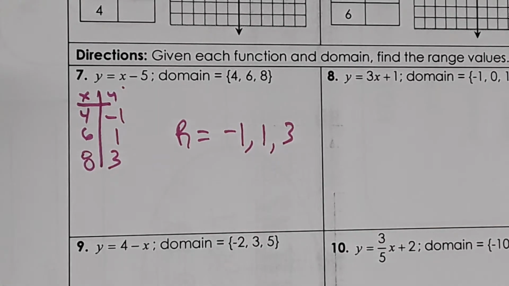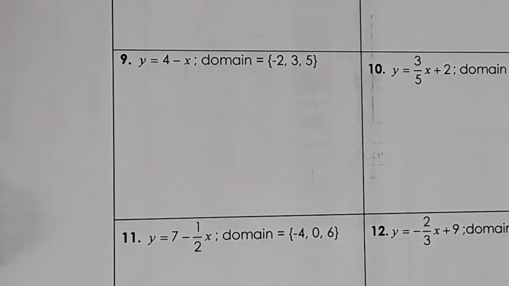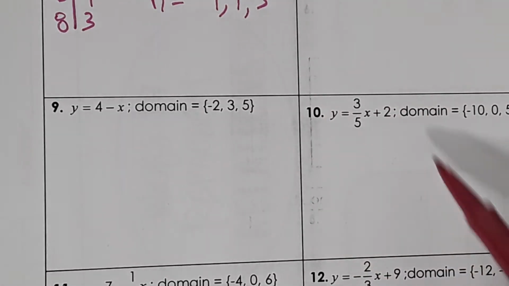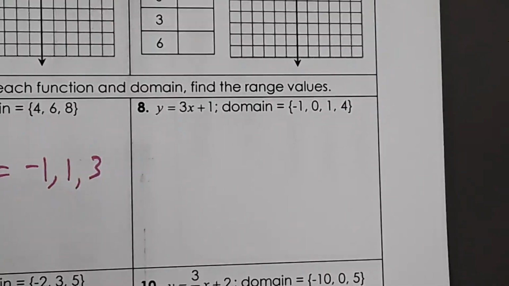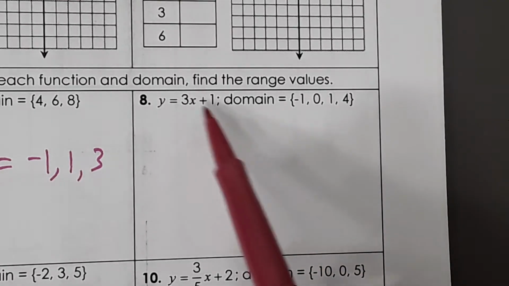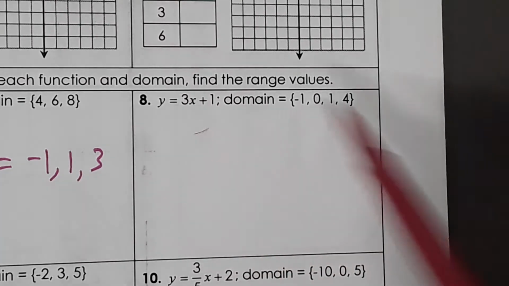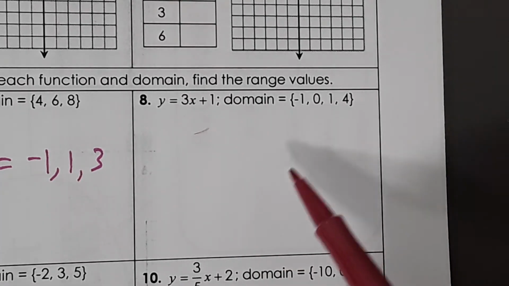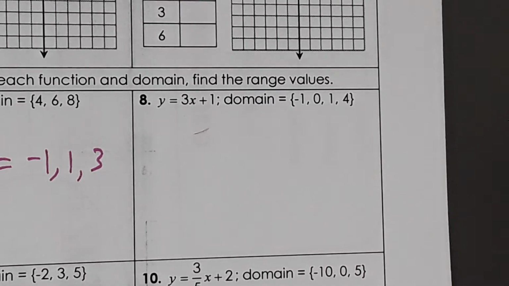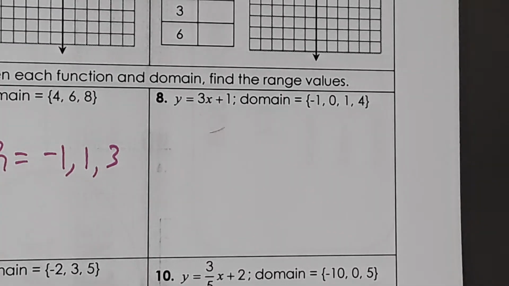So the same thing with all these problems. You're going to plug in these numbers. These are domain numbers, so you're going to plug these 4 numbers in for x one at a time. Sorry, this problem here. So plug a negative 1 in, see what you get out. Start over. Plug a 0 in for x, see what you get out. Start over. Plug a 1 in, see what you get out. Start over. Plug a 4 in. And then all you're looking for in these problems are just the range values.